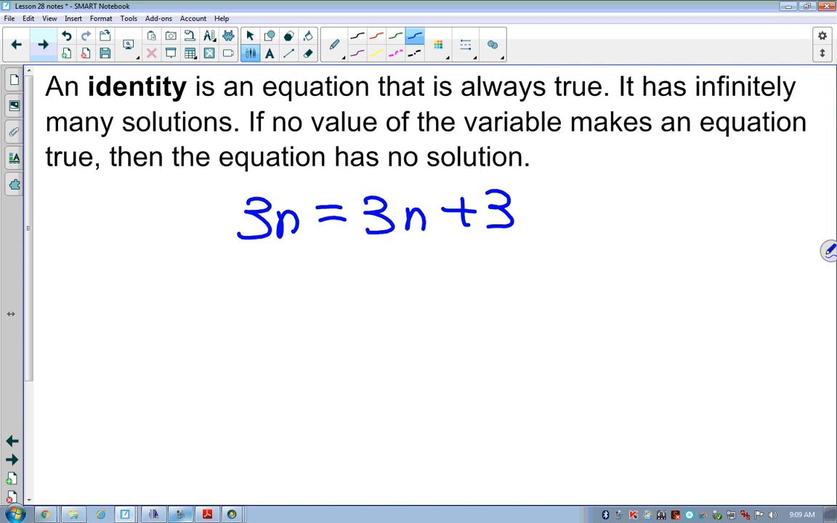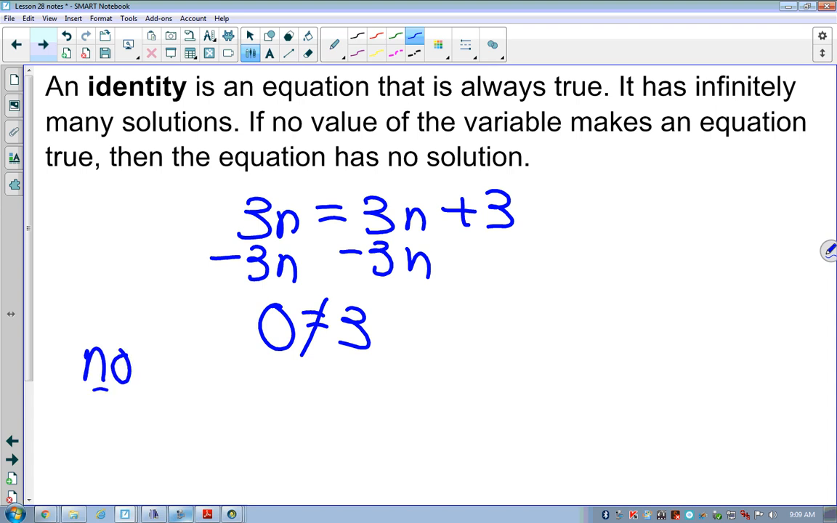All right, well, I've got to get those n's together, right? So what am I going to do? Subtract the 3n on the right side, correct? So I'm going to subtract 3n. What's 3n minus 3n? 0, right? So 0 equals 3. Well, does 0 equal 3? No, it doesn't equal 3. So this is no solution. Okay? Does that make sense? Okay. All right, so that is an example of an identity.